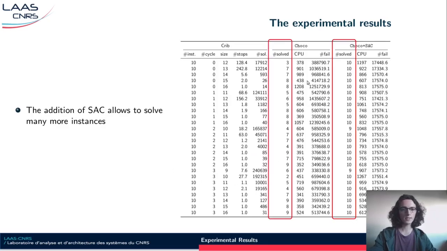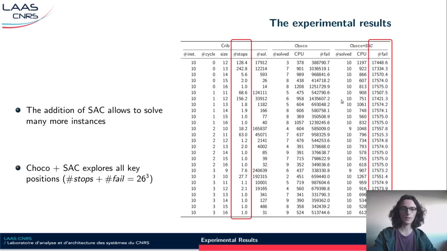The results clearly show that using SAC allows to solve many more instances, and it can be interesting to note that the number of fails plus the number of stops for Choco plus SAC exactly equals 26 to the power of 3, which is the number of keys tried. So for each key, either a fail was encountered or it was a stop.